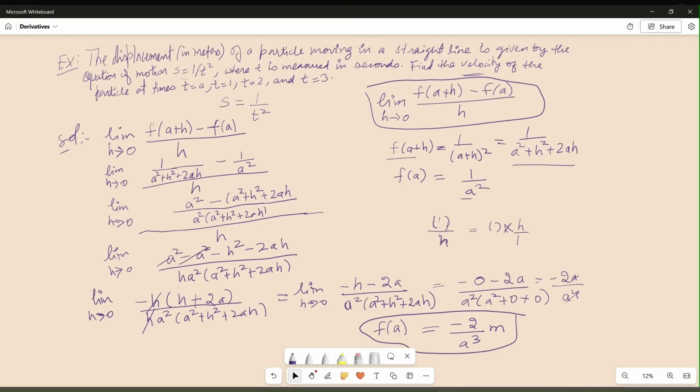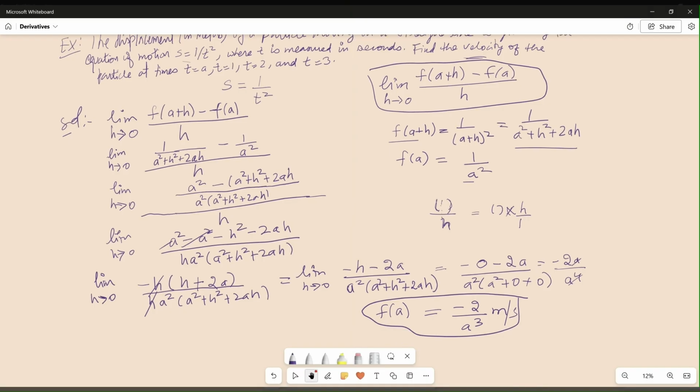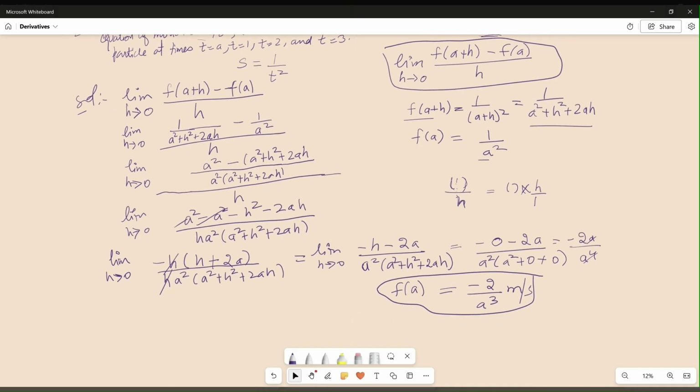meters per second. Oh, sorry, excuse me. Okay, and at the next stage, we can simply plug in the values here, as we already have f prime of a is negative 2 over a cubed meters per second. So you can already guess.